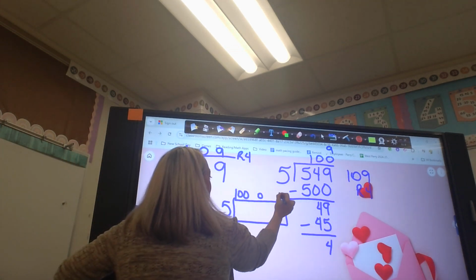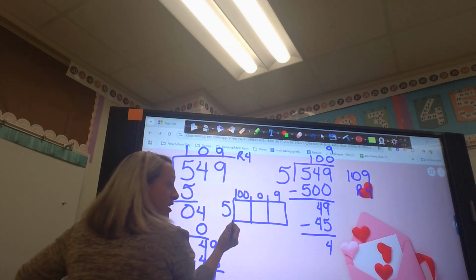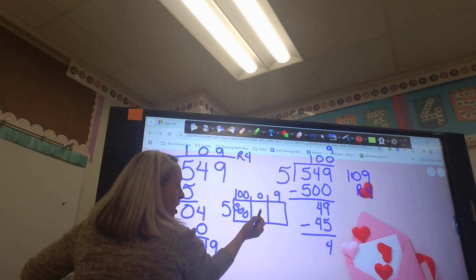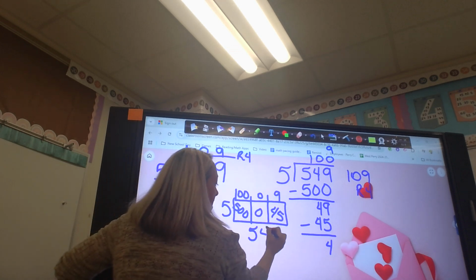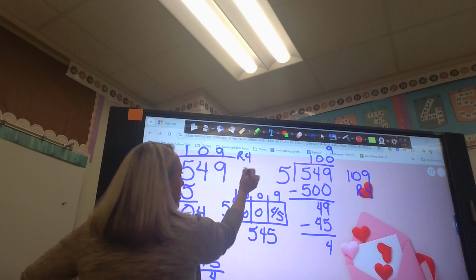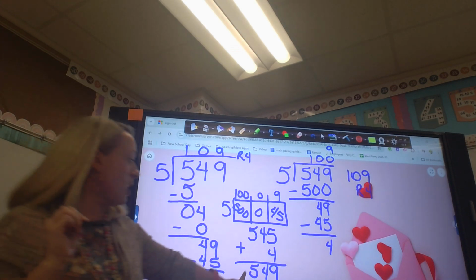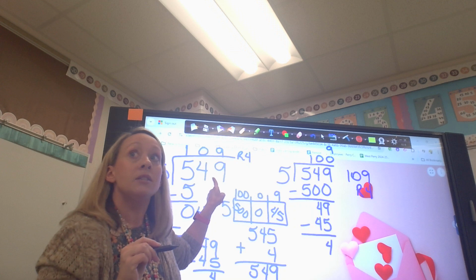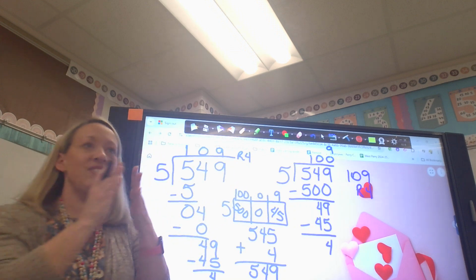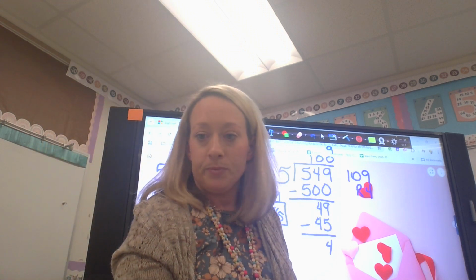All right. 100, 0, and 9. 5 times 100. 5 times 0. 5 times 9. 45. And then I add my remainder, which was 4. 549. So we know we got it right because we wound up with the same. What is this? Dividend. Yes, dividend is a big word. Divisor is a little bit smaller. That's the smaller one. Peace.